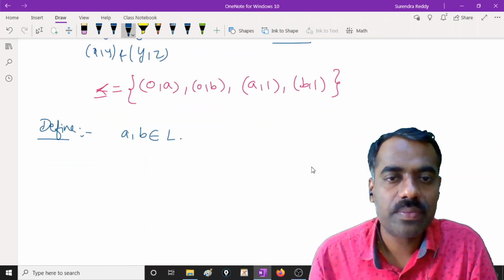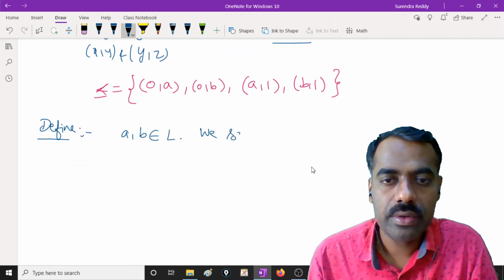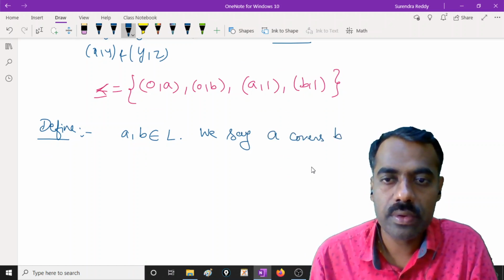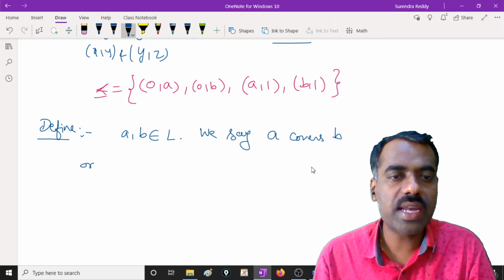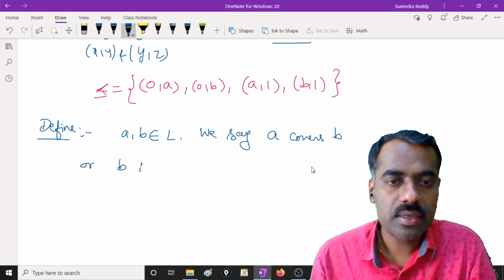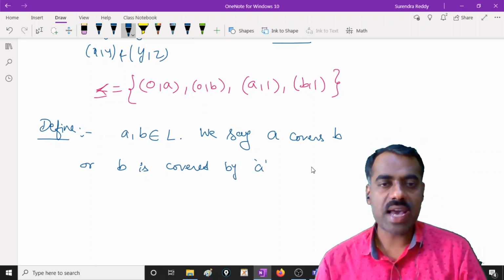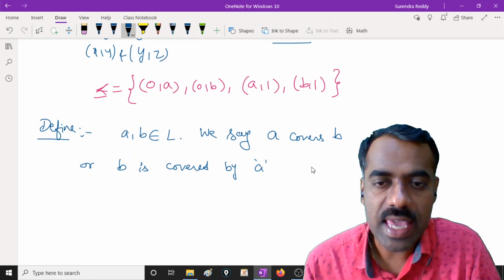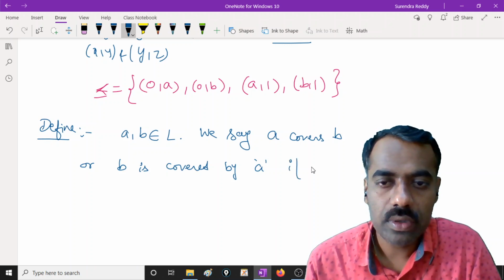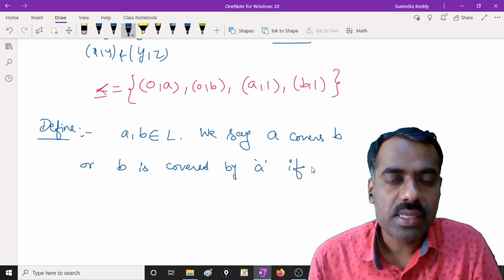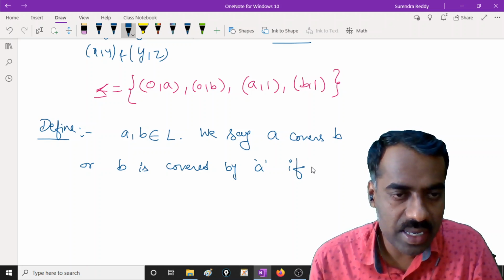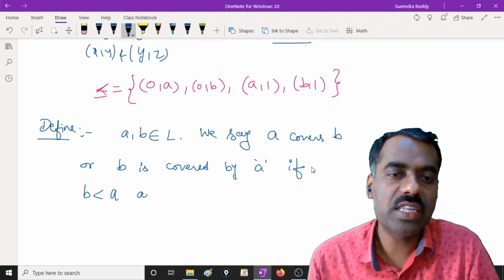Then we say A covers B, or this you can also write as B is covered by A. Both have the same meaning. A covers B, or B is covered by A, if A covers B means first of all A should be bigger. So B is strictly less than A with respect to that relation.